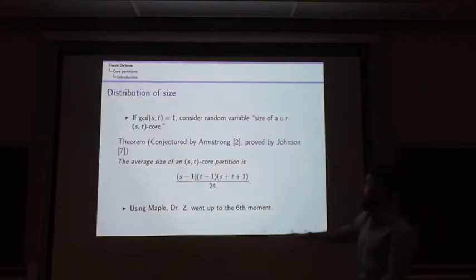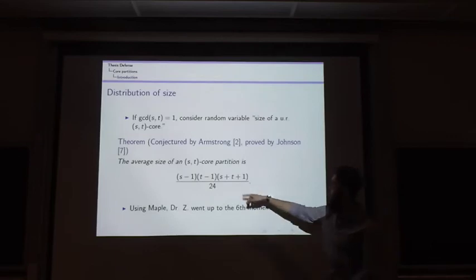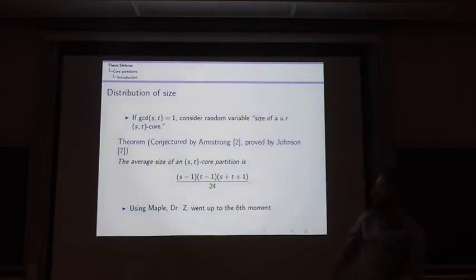So here's a conjecture by Armstrong that was proved by Johnson about the average size of that random variable. So like I said, this is proved. And then later on, Dr. Z went further and got up to the 6th moment of that random variable with Maple. Okay. So that's pretty much taken care of, right? And it turns out these moments are all polynomials.